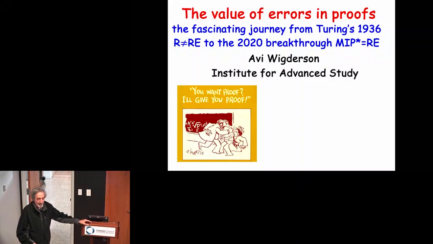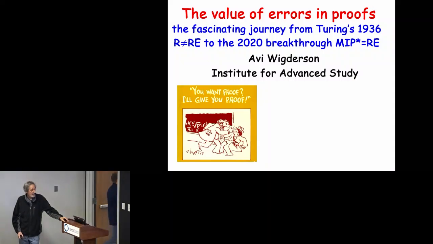So I'll explain everything in this title. I really want to get to the end with this breakthrough result I mentioned, MIP star equal RE. That should be meaningless, but hopefully at the end of the talk it will be perfectly understood, and why it's so important for math.